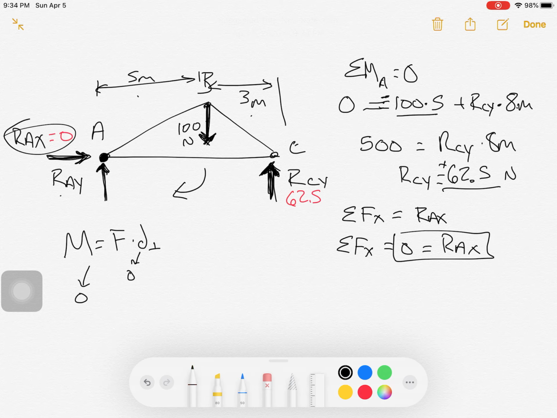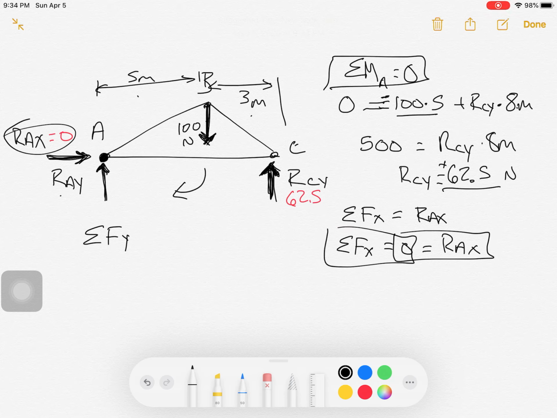All right. Next, we'll take our sum of forces. I'm going to erase this and get it out of the way. So our sum of forces in the y direction. Now notice I've used my 3 laws, right? Sum of moments equals 0. Sum of forces in the x direction equals 0, and sum of forces in the y direction equals 0.